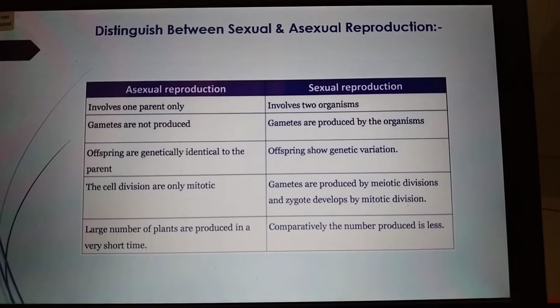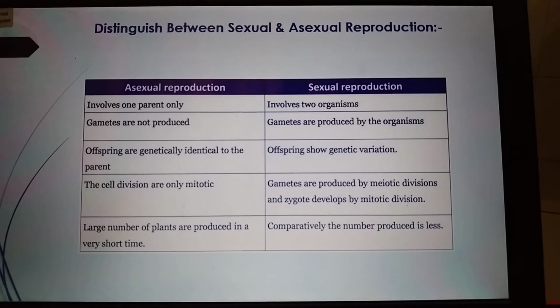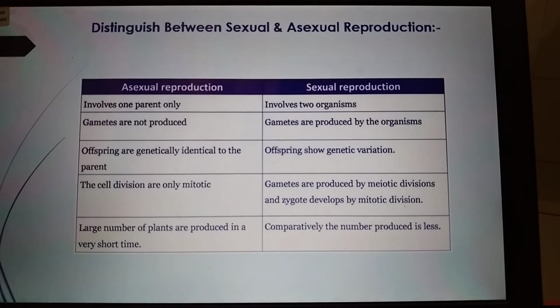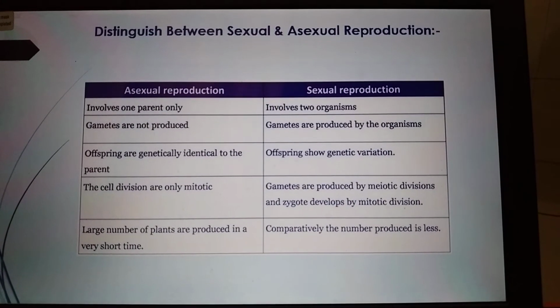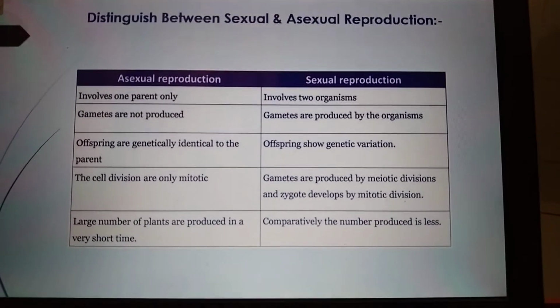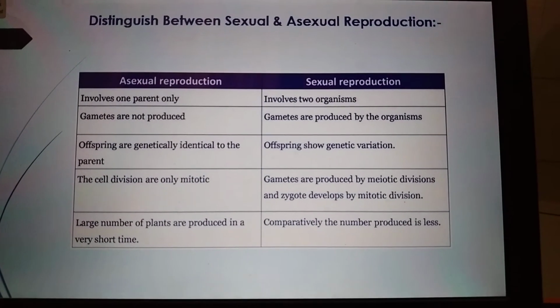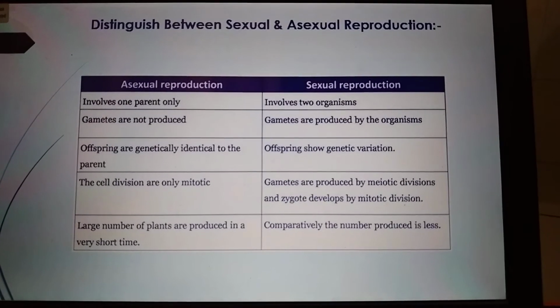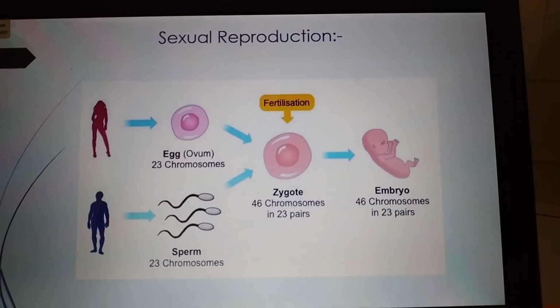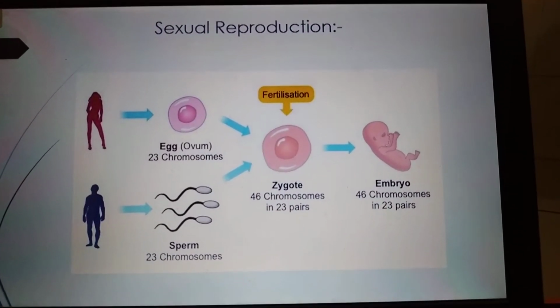Then in asexual, cell divisions take place by mitosis, while in sexual reproduction, gametes are produced by meiotic division and the zygote develops by mitotic division. Then in asexual, a large number of offspring are produced in a very short time, while in sexual reproduction, the number produced is less. This is the diagram for sexual reproduction.